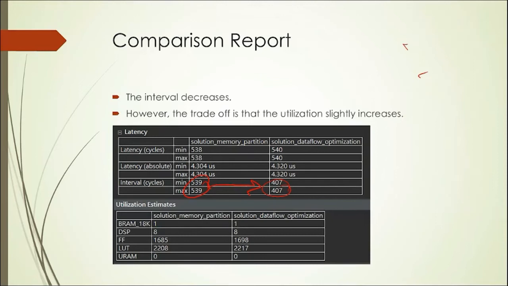And in the previous design, the interval is as long as the latency, which means this function has to wait until the whole kernel completes so that it can accept the new data. But now we can see the interval is shorter than the latency, so it means that this kernel can accept a new set of data even when it is still running.